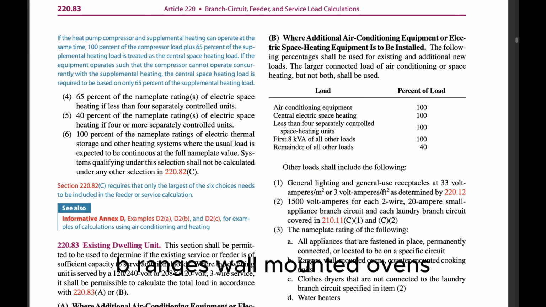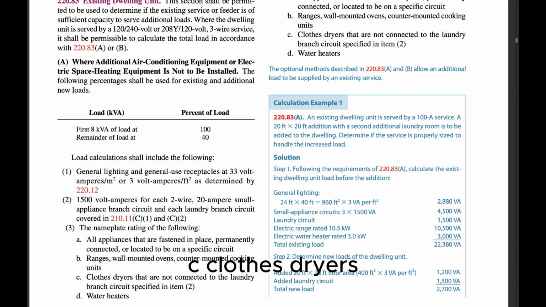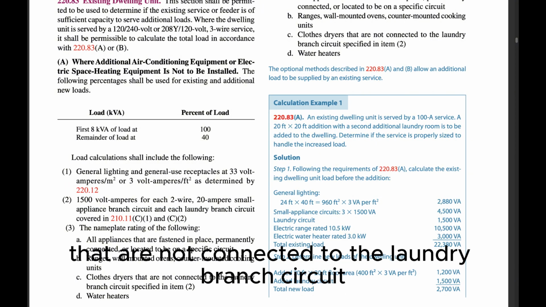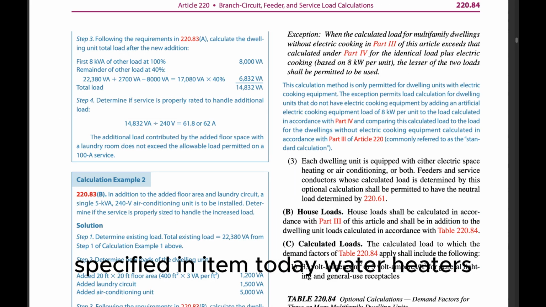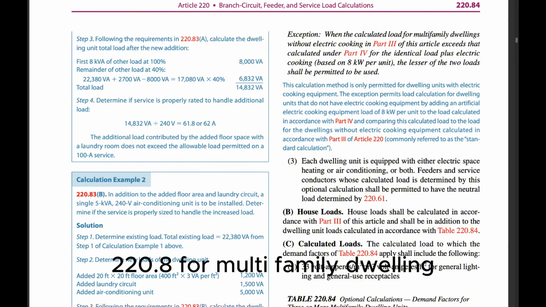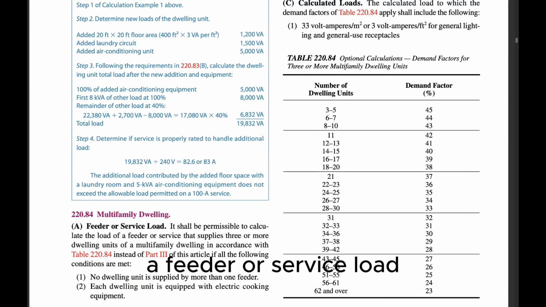B. Ranges, wall-mounted ovens, counter-mounted cooking units. C. Clothes dryers that are not connected to the laundry branch circuit specified in item 2D. Water heaters. 220.8(4) for multi-family dwelling. A. Feeder or service load.